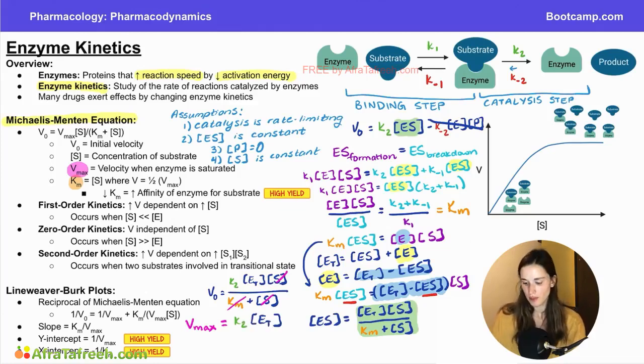So now we'll sub in Vmax for this term right here, and what we end up getting is that V0 is equal to the Vmax times the substrate concentration divided by the Michaelis-Menten constant plus the substrate concentration. And this here is going to be our final Michaelis-Menten equation relating the concentration of the substrate to the initial velocity of the enzymatic reaction.